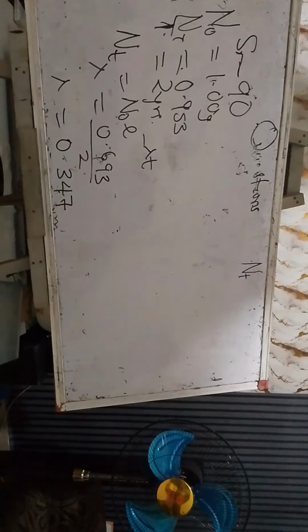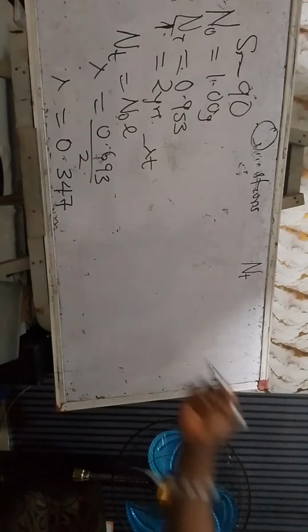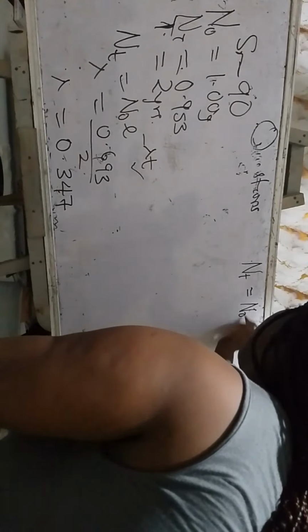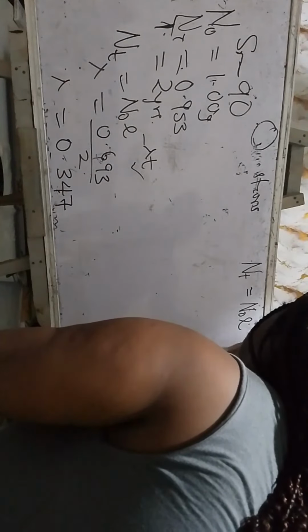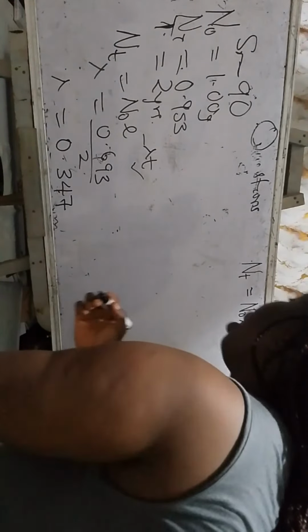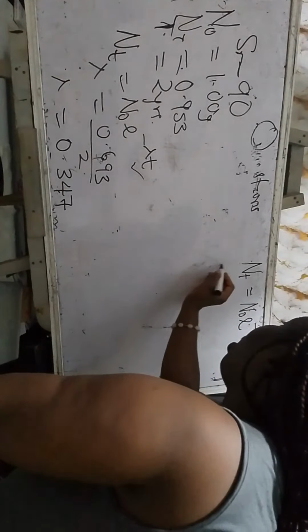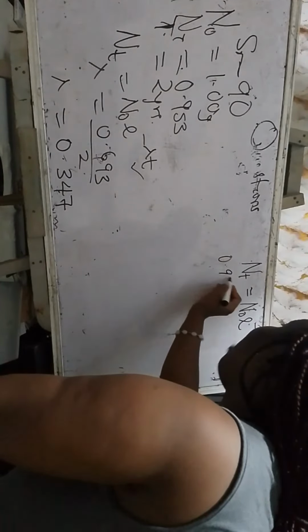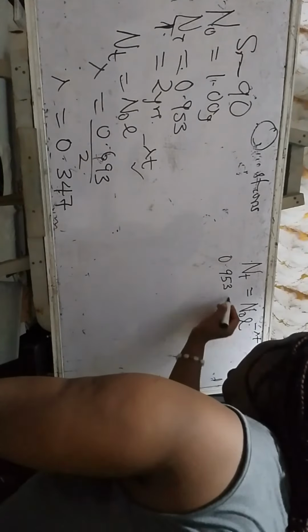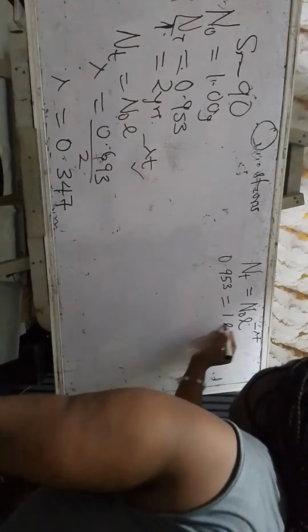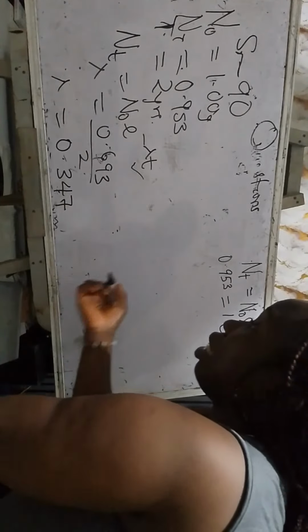The formula is Nt equals to N naught. See, I've written it here. Nt equals to what? N naught exponential minus lambda t. Are you seeing now? Put the parameters into the question. Nt was given to us as 0.953. Is that not it? And N naught was given to us as 1. Then the exponential, we have to calculate for decay constant.